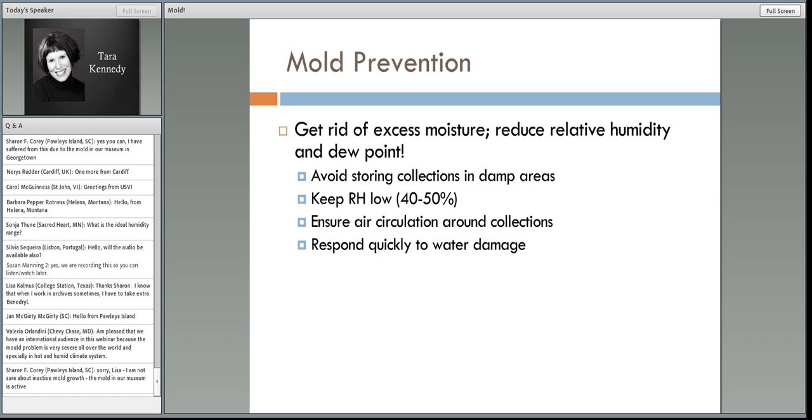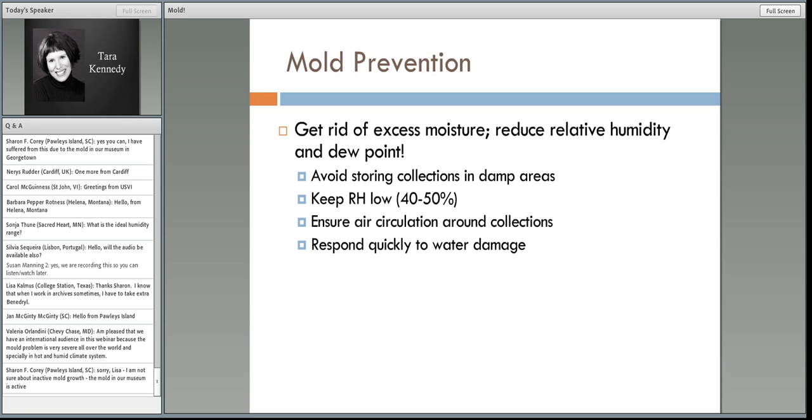You want to ensure good air circulation around your collections. So I was talking about the microenvironments that can be a problem for mold, where you can have mold growth behind things because there isn't good air circulation. So it's important to have things not butted up right against a wall. It's really important to have space between your shelving and your books so that air can circulate well.